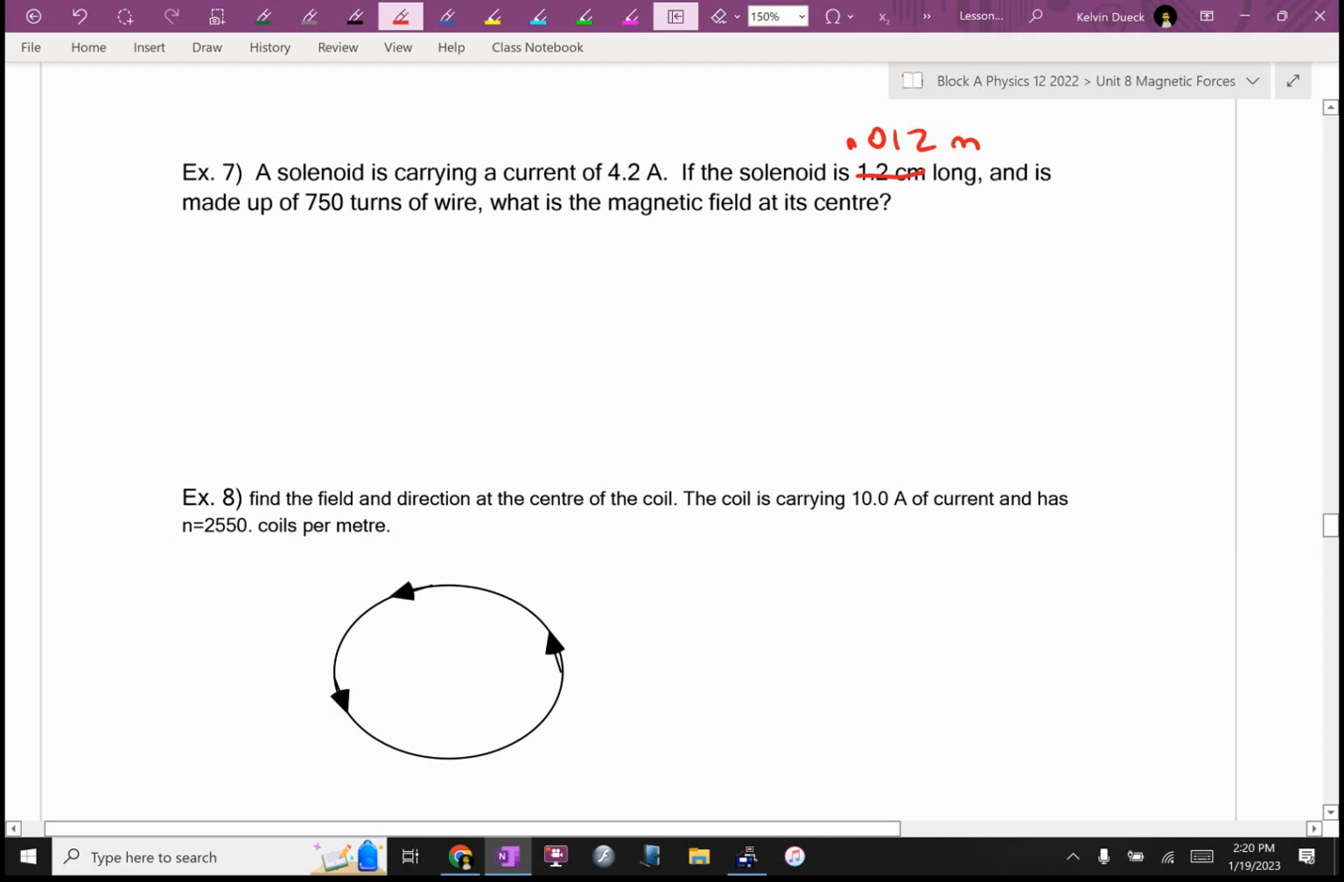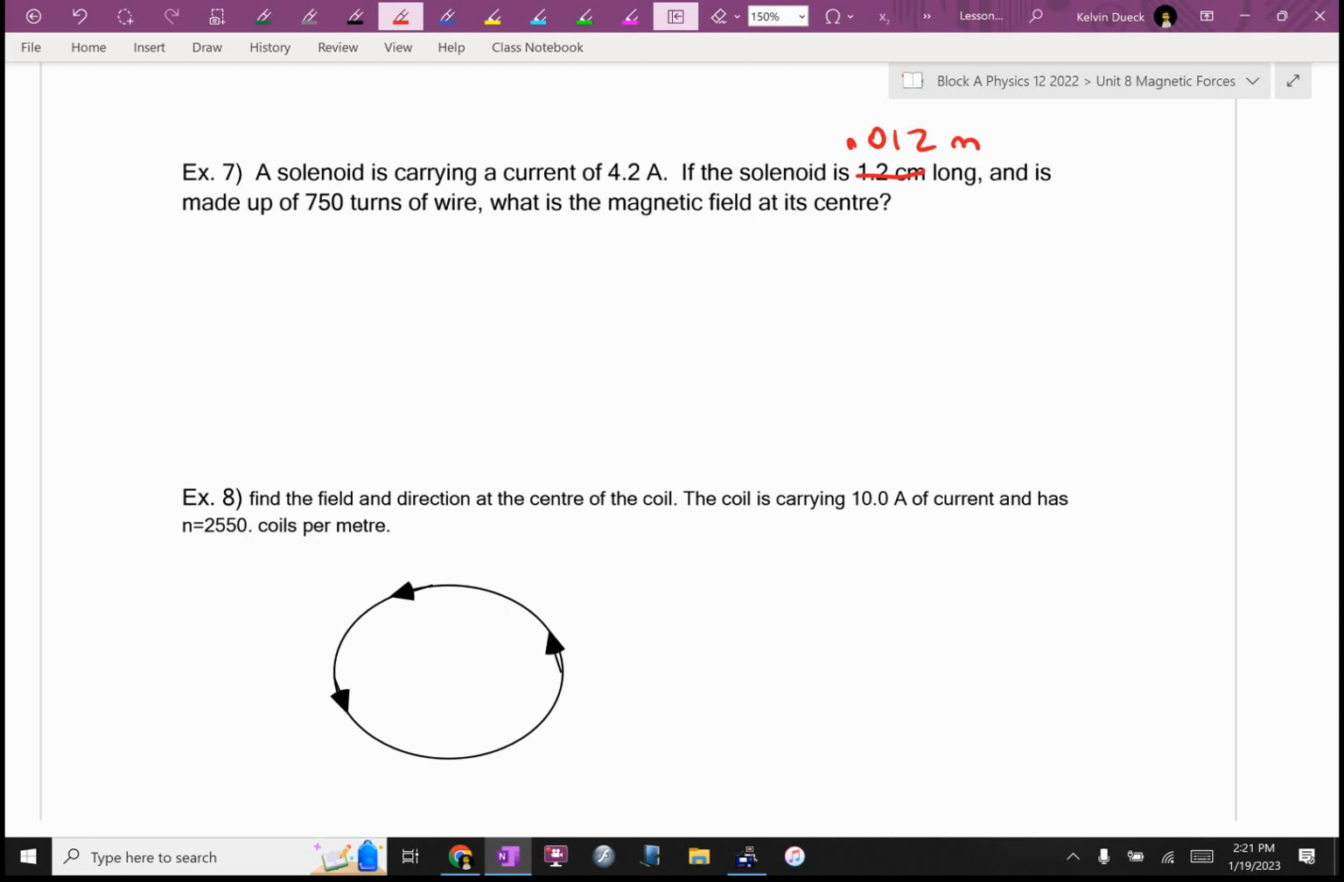0.012 meters long, and is made up of 750 turns of wire, what's the magnetic field at its center? By the way, the magnetic field strength we're talking about is dead center of the solenoid. Not to the left, not to the right, not above, because the further you get away, the weaker it gets, but dead center, this is the magnetic field strength.